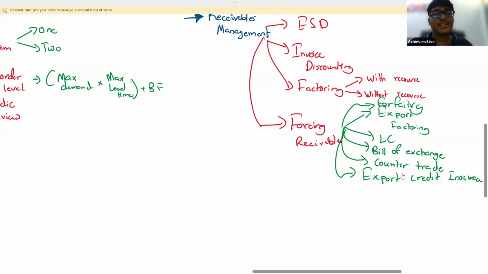What is forfeiting? Forfeiting is where the company will sell the foreign receivables to someone called a forfeiter. That is what forfeiting is.